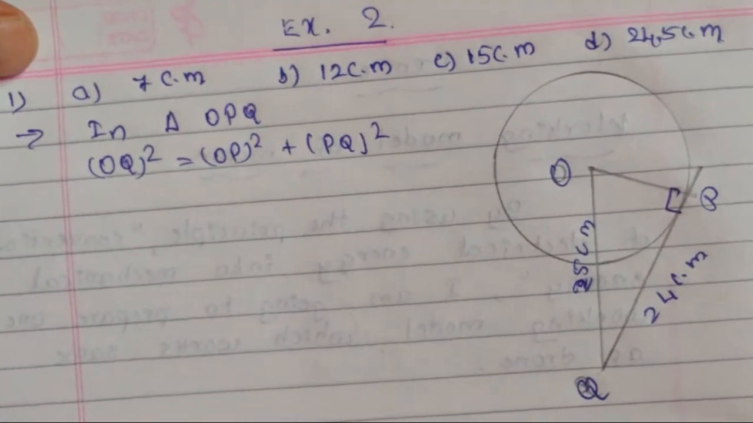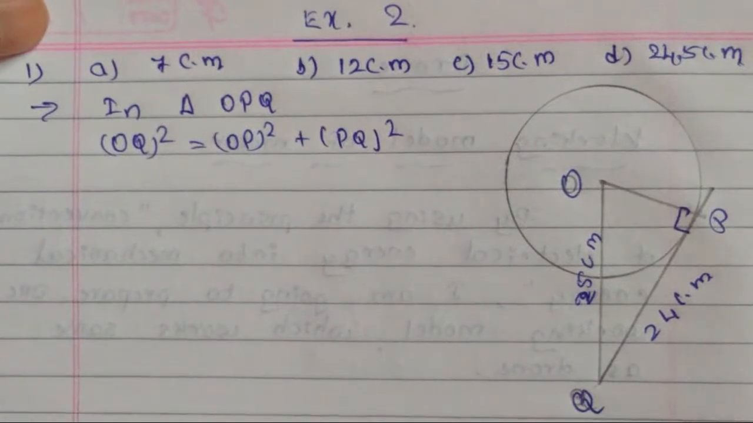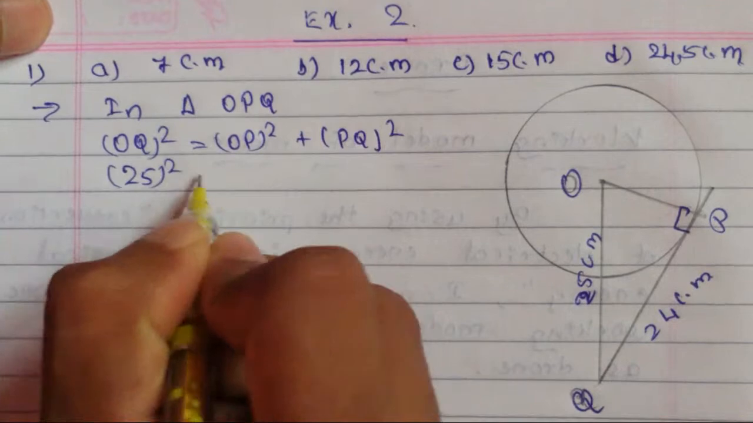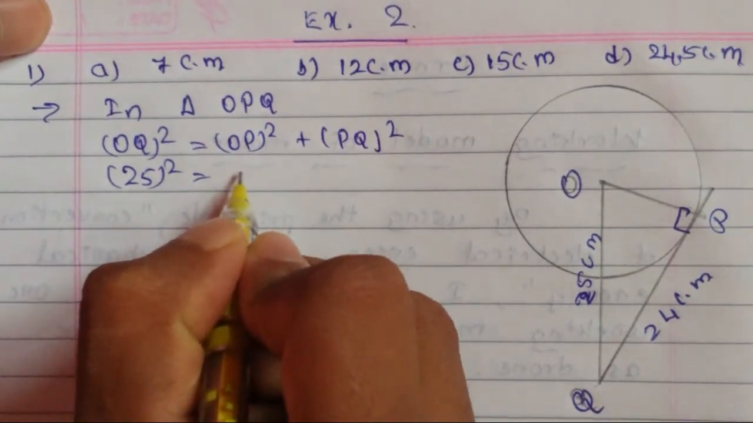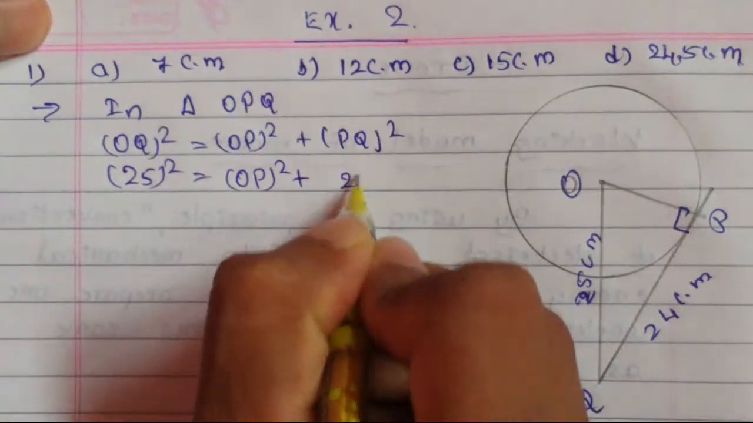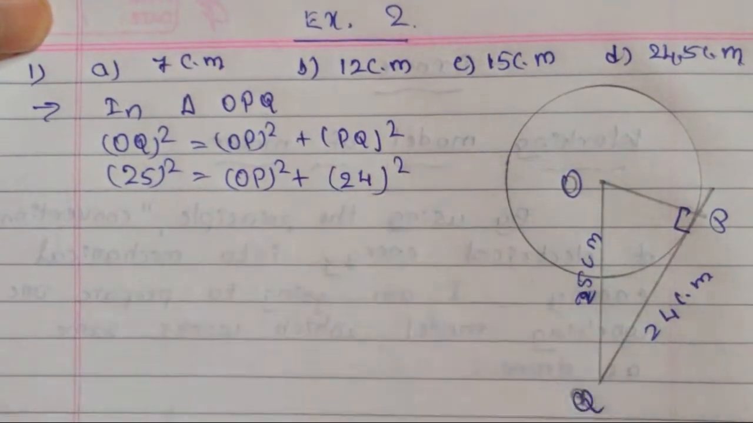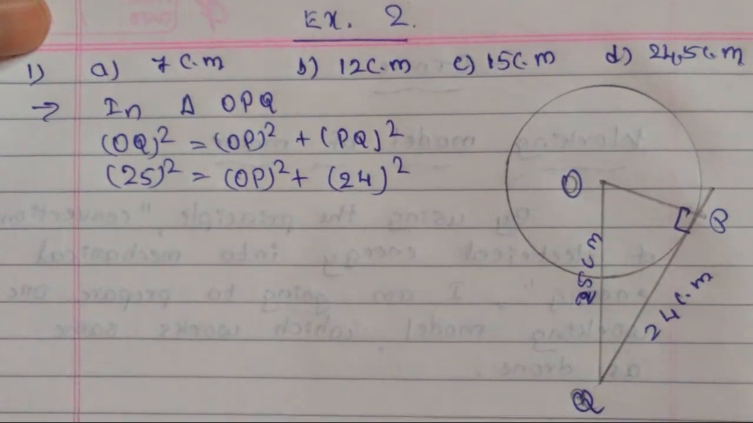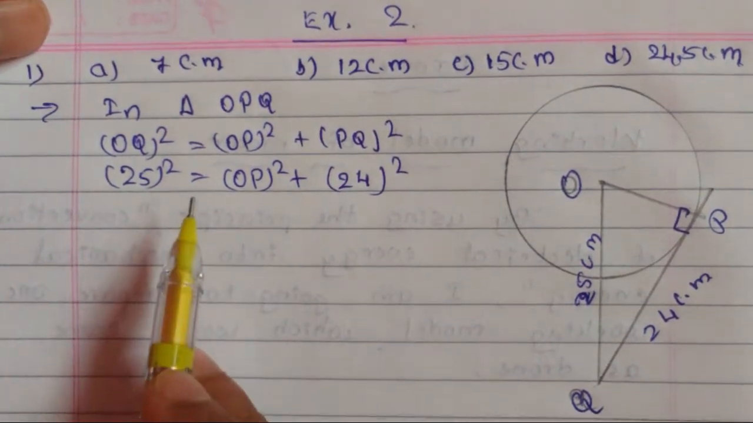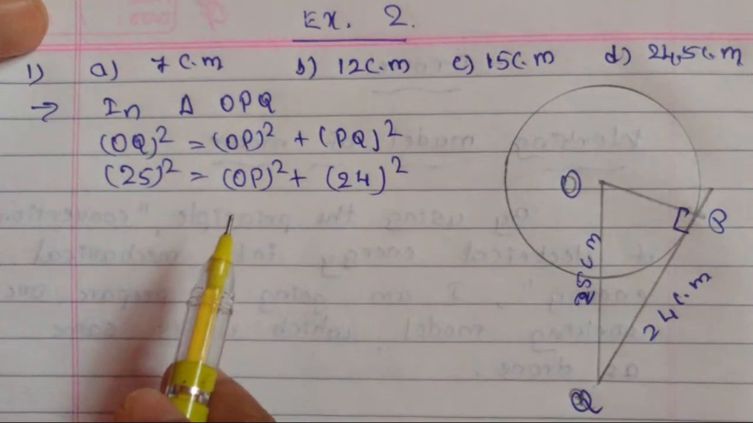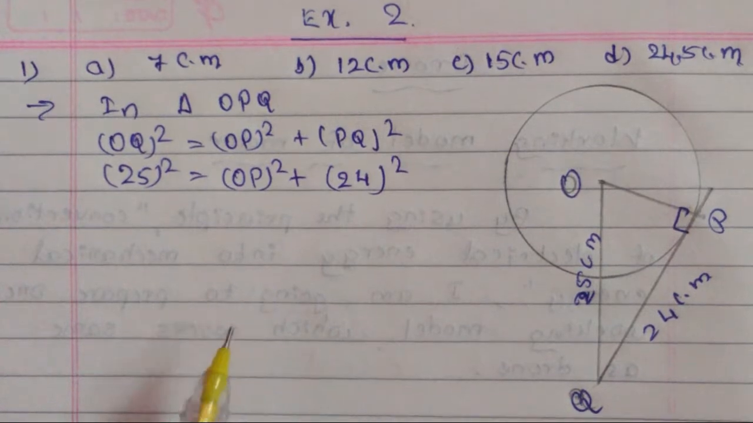So therefore it becomes OQ means 25 square, and OP value is unknown, we have to find it out, that is the radius, plus PQ, which is 24, so PQ square means 24 square. Now we have to find the value of 25 square. 25 square means 25 into 25. Just comment me the answer. What is the value of 25 square?